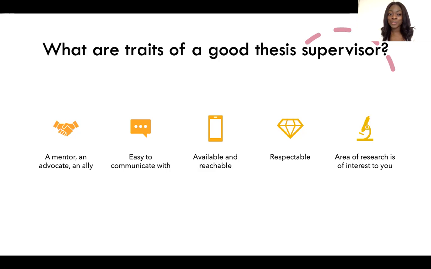I've been in that position before where I had my master's supervisor. He was a very, very nice man. He was just very, very awkward to talk to. Every time you talk to them, you just feel very awkward. So you need to have a supervisor that's very easy to communicate with, someone that you can talk to and share your difficulties with as well. Like I said before, they need to be available and reachable. That's very, very important. Also, they need to be respectable.